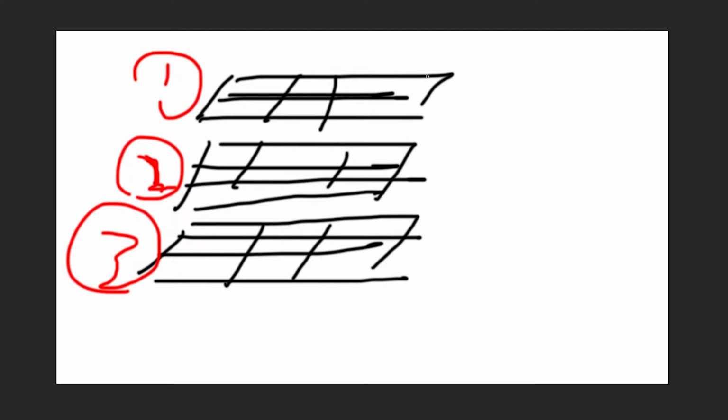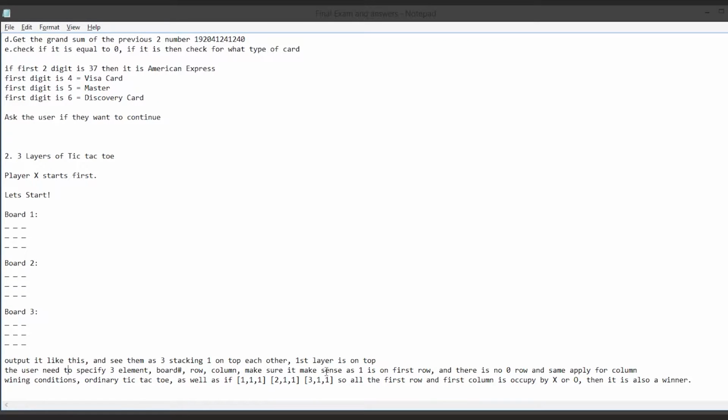So first you have to specify which board you're on. So board number 1, or board number 2, board number 3. And after you decide which board you're going to put, let's go on to which column and which row you're going to put. So it's going to be row by column. So the first one you have to input what row it is, and then the last element you have to input the column. So make sure it makes sense.